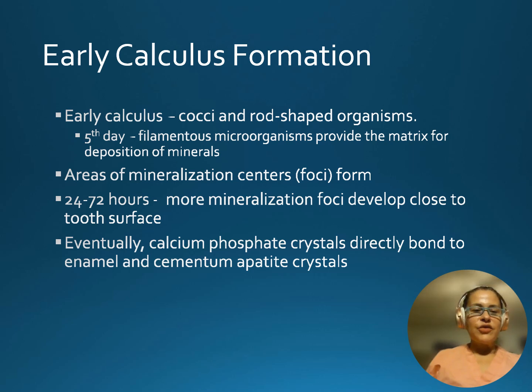The early calculus formation. Early calculus, I think by now you're kind of seeing that the little bubbles, the cocci, are always first. Those are the most ubiquitous microorganisms in our body. The little bubble bacteria, the cocci. Second, we're going to have our rods, our little hot dogs. By the fifth day, filamentous microorganisms provide the matrix for the deposition of minerals. So we also have a matrix, and it's provided by the filamentous microorganisms.